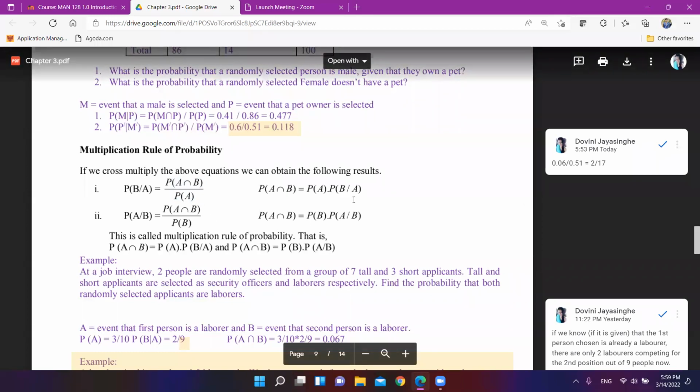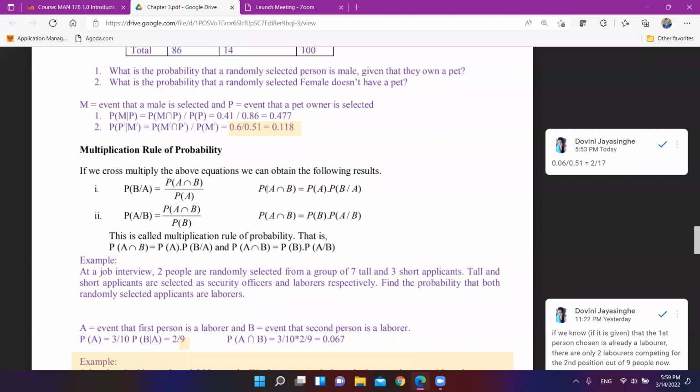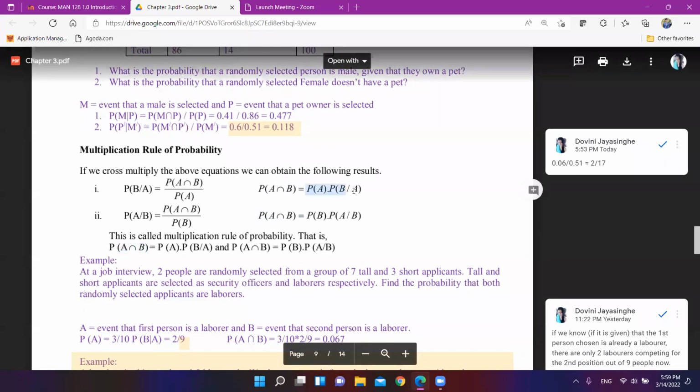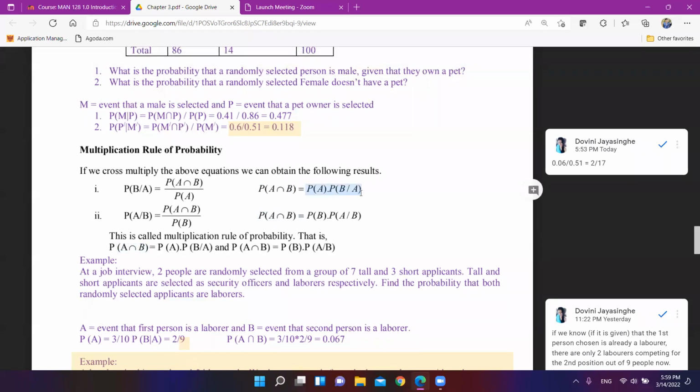So when we get these two equations like this, we can see the left hand side is the same thing, which means this one is equal to this one and is equal to this one. You can write it using B given A, or using A given B. That is what you call the multiplication rule in probability.